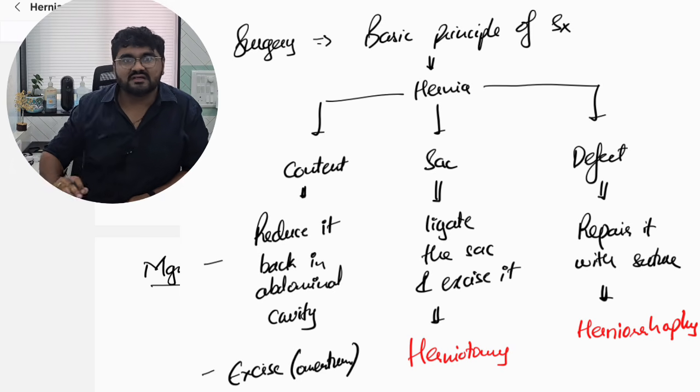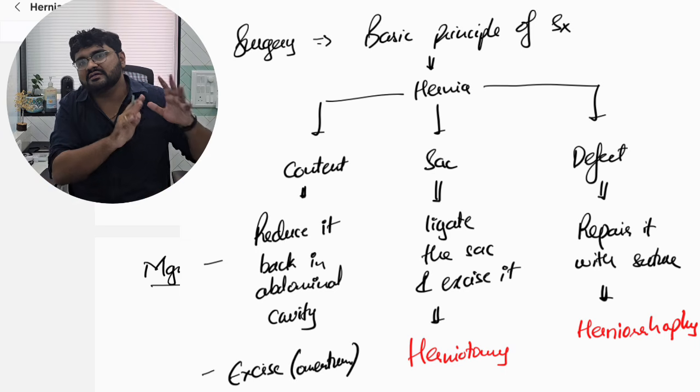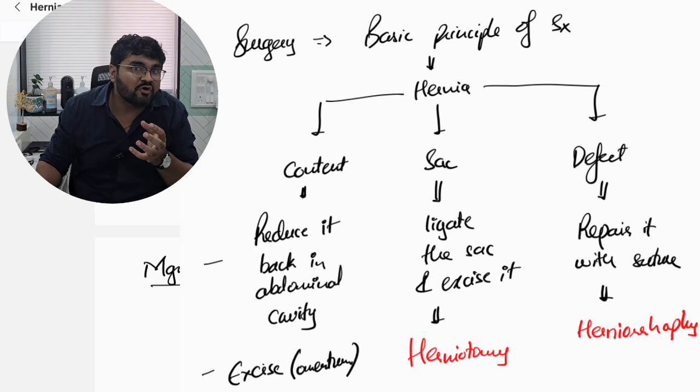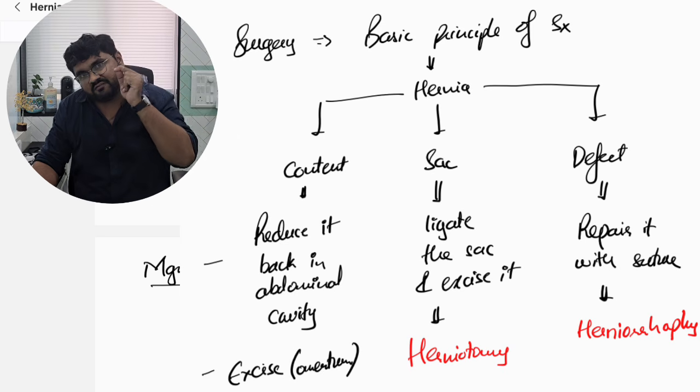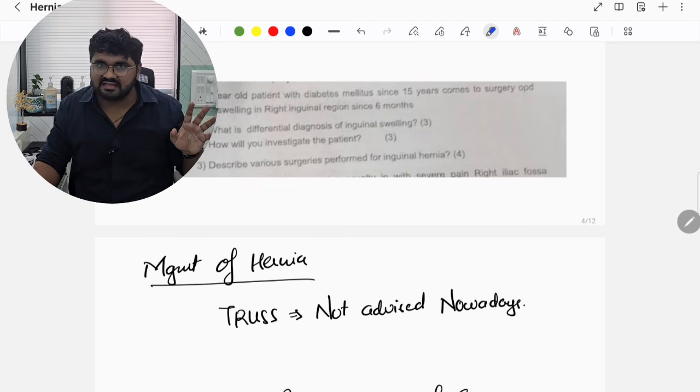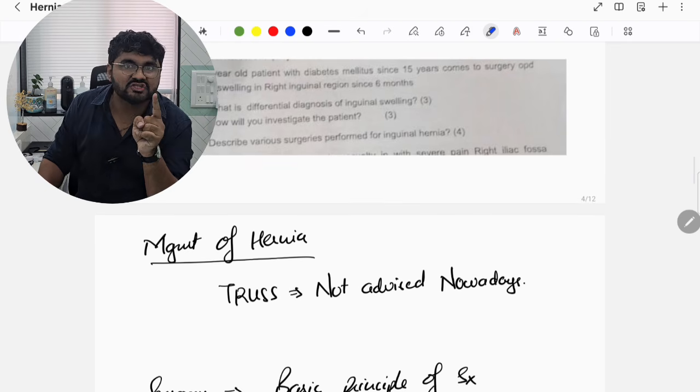So first is herniotomy. When will you do only herniotomy? In children. In children, we know there is a preformed sac, that is a patent processus vaginalis. You open the sac, reduce the content, and ligate the sac. So this is herniotomy, which is done only in children.